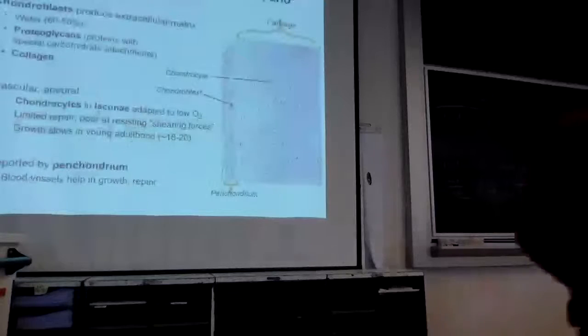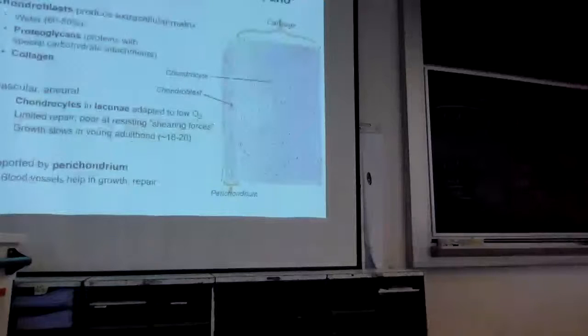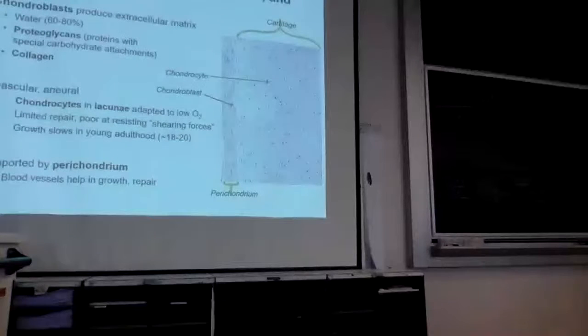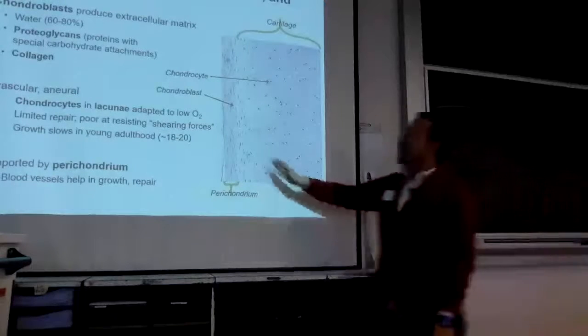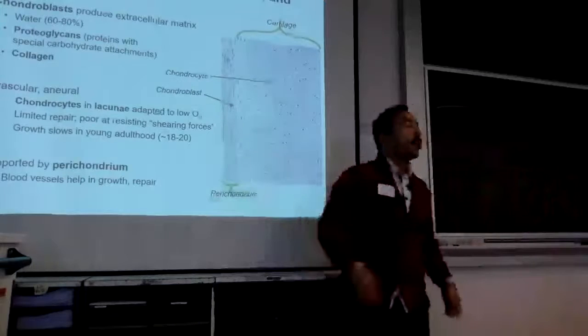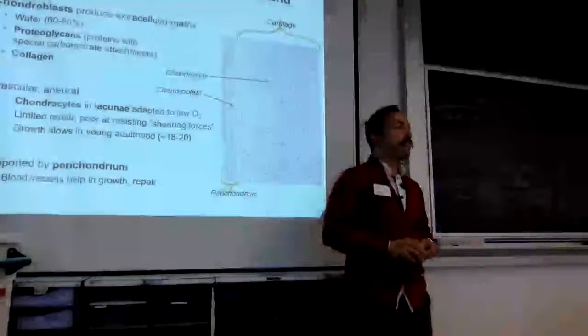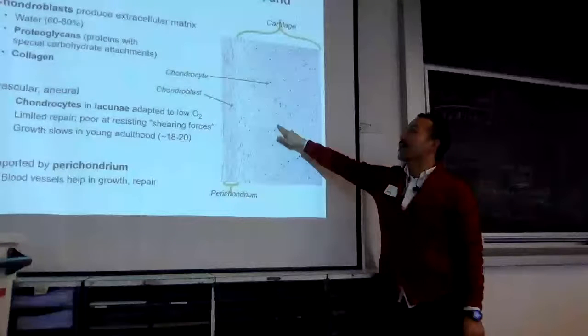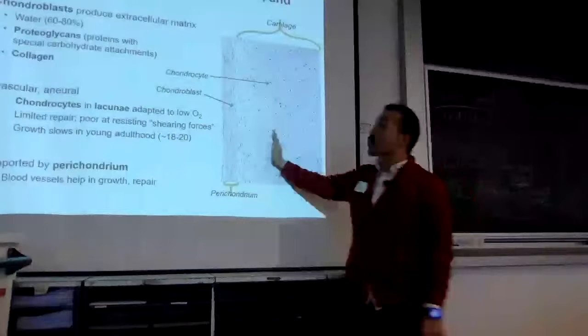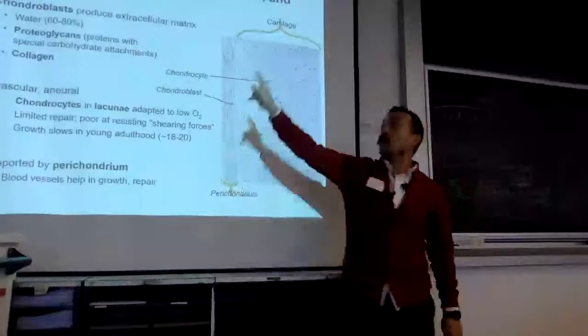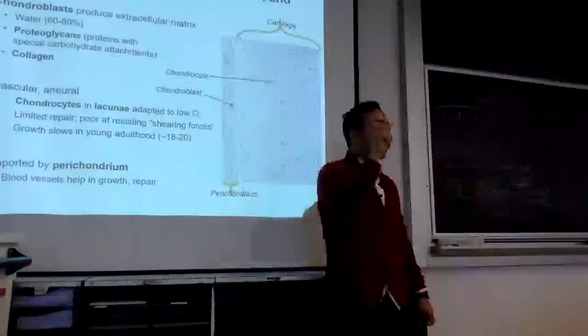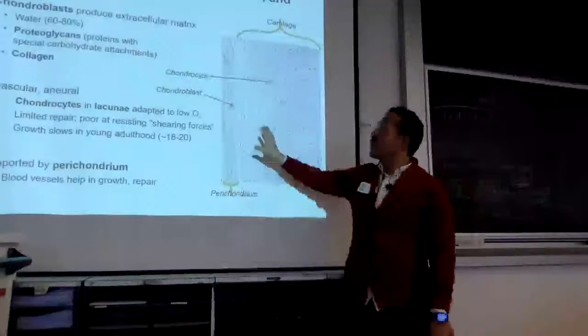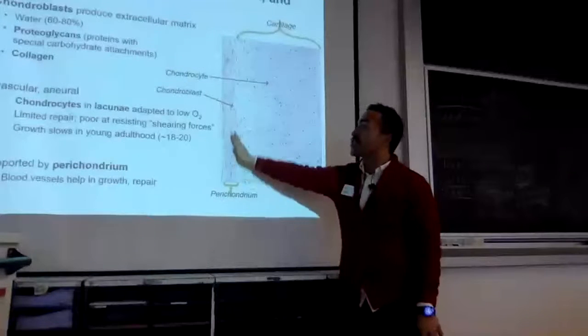Starting on cartilage first. In cartilage, we have chondroblasts. The way to identify a chondroblast is that it's towards the edge of cartilage. You can see other cells that are deeper in and surrounded, those are chondrocytes. Chondroblasts are the immature ones, the ones that are building cartilage, the ones that are towards the edge.